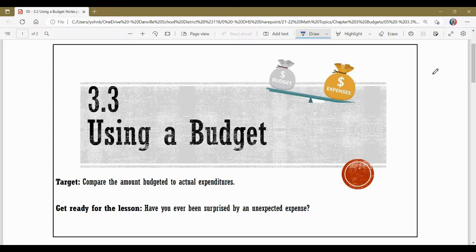Hey kids, welcome to section 3.3, using a budget. Today we're going to compare the amount budgeted to the actual expenditures that you did.